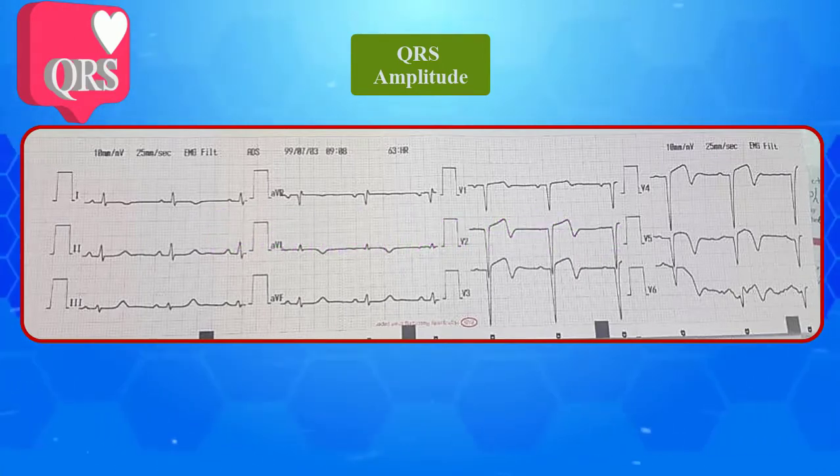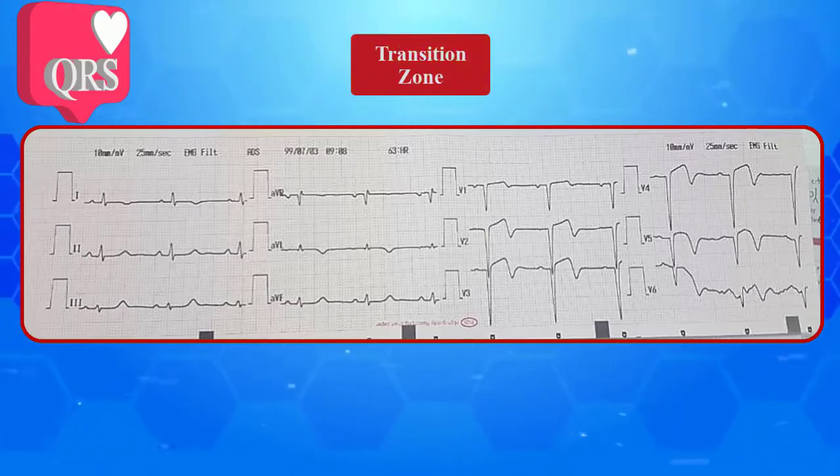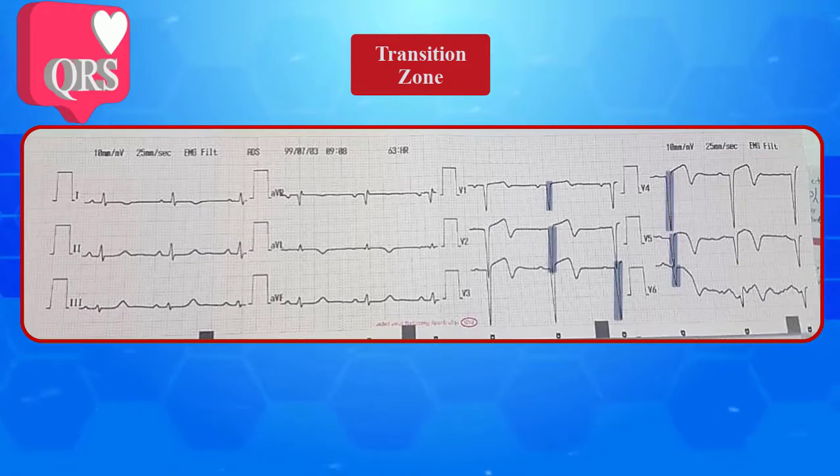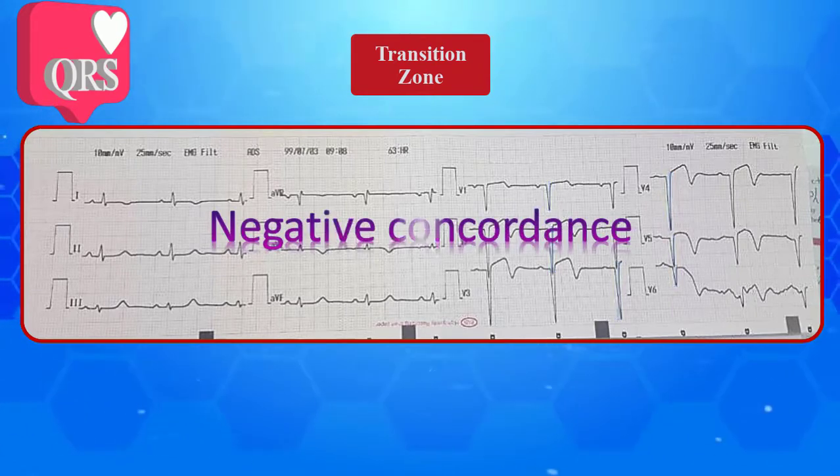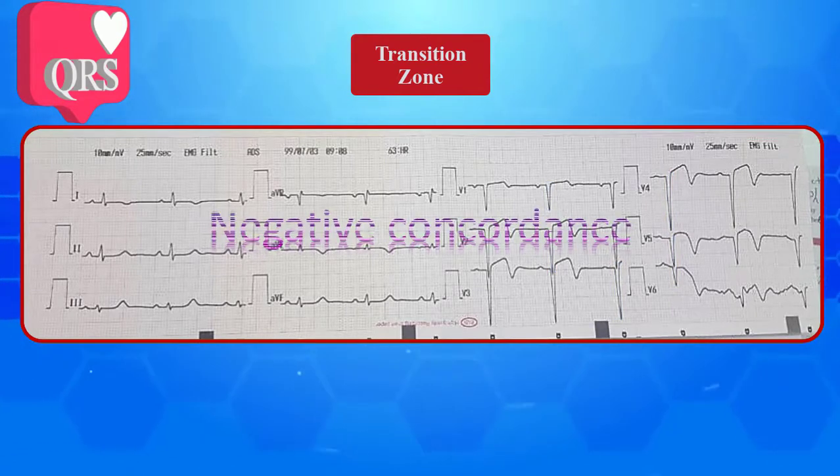3. R wave progression and transition zone. QRS complexes in all precordial leads are negative owing to QS pattern. No discernible R wave is present in precordial leads. So, the QRS complexes have negative concordance.